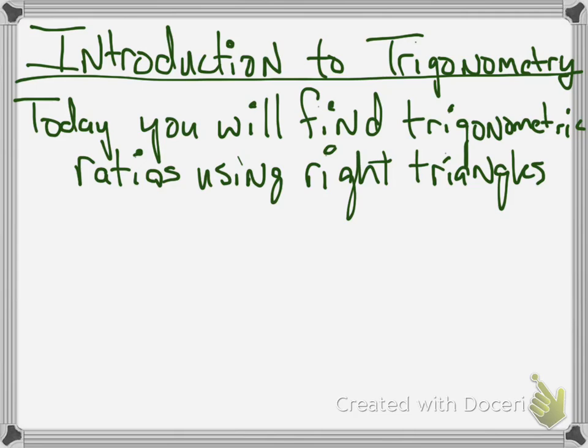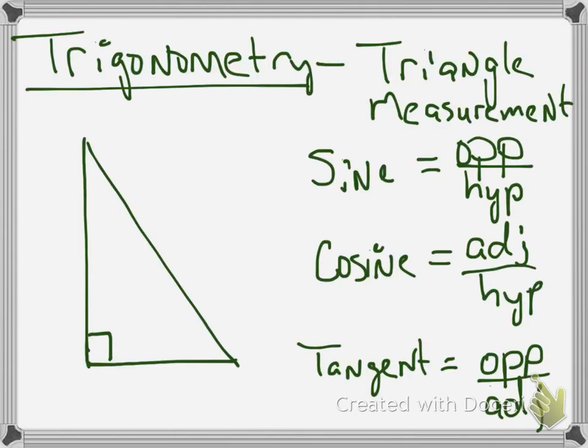Anyway, we're going to split this up a little bit, but we're just going to start off with something simple, like trigonometric ratios using right triangles. Today you're going to find trigonometric ratios, and we're going to see how you can apply that later. There is going to be a lot of calculator work on this. Anyways, what are trigonometric ratios?